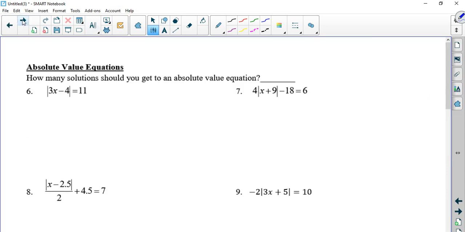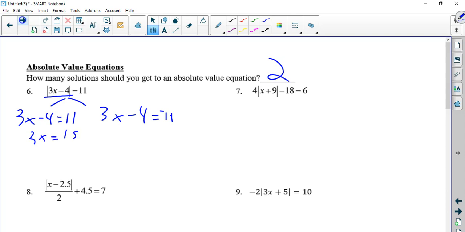Okay, absolute value equation should always get 2 answers. All right? Now, what we're going to do is we're going to bust this out and write it twice. Since this is alone, we're ready to go. 3x minus 4 is equal to 11. But we have to do a second one. And we just make the other side opposite. So I'm going to add 4 to both sides, and I get 3x equals 15. Divide by 3, x is 5. Over here, I'm going to get 3x is equal to negative 7. Then when I divide by 3, I get negative 7/3. And those are my 2 answers.